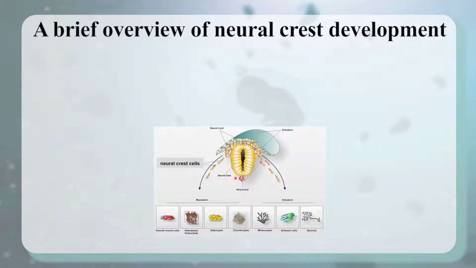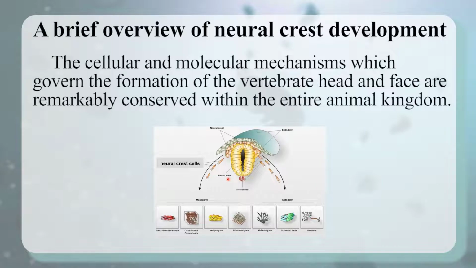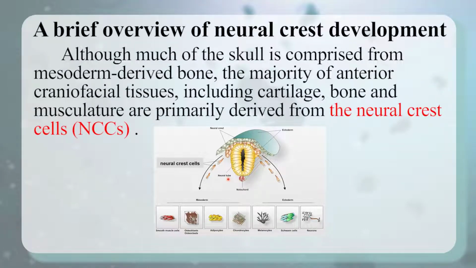First, we talk about a brief overview of neural crest development. As you know, the cellular and molecular mechanisms which govern the formation of the vertebrate head and face are remarkably conserved within the entire animal kingdom. Although much of the skull is comprised of mesoderm-derived bone, the majority of anterior craniofacial tissue, including cartilage, bone, and musculature, are primarily derived from the neural crest cells, NCCs for short.